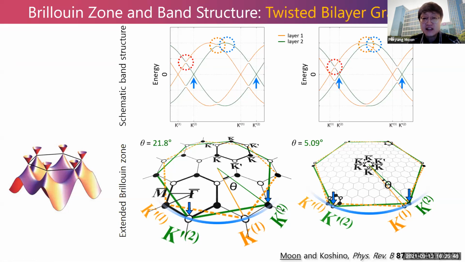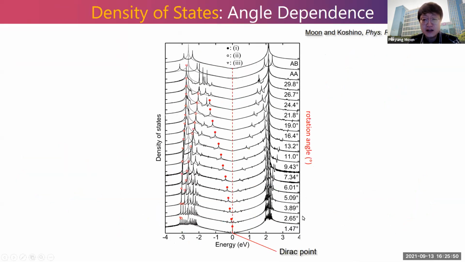Here I plot the density of states of twisted bilayer graphene by varying the rotation angle from 30 degrees to 1 degree. As the rotation angle decreases, the first Van Hove singularity moves closer to energy 0, and the higher Van Hove singularity moves away from energy 0, and the highest Van Hove singularity stays at almost the same energy, as expected.